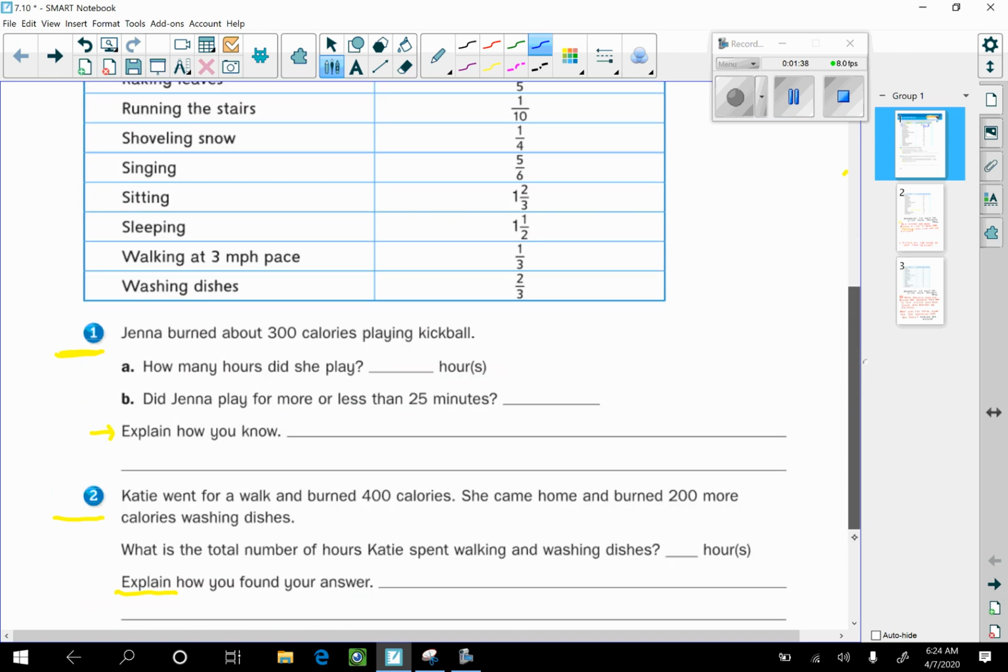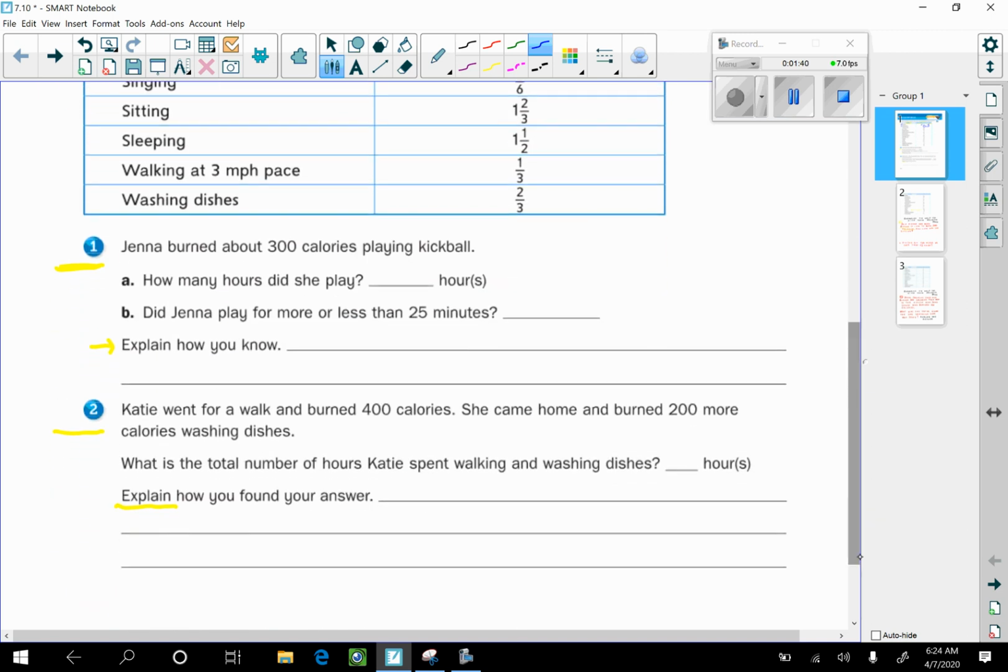The particular problem that you're going to do is going to talk about Jenna. Jenna burned 300 calories playing kickball. You have a couple questions there. How many hours did she play? Did Jenna play for more or less than 25 minutes? And question 2, Katie went for a walk, burned 400 calories, then she came home and burned 200 more. What's the total number of hours?